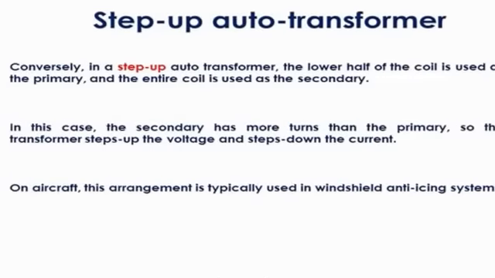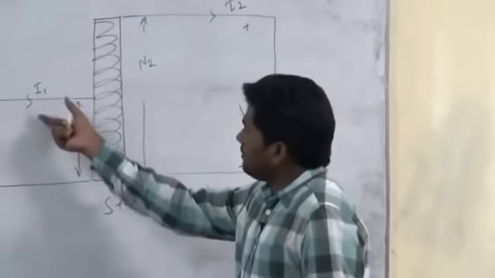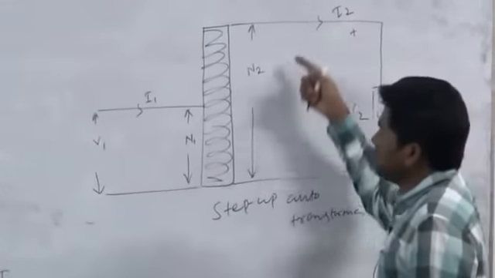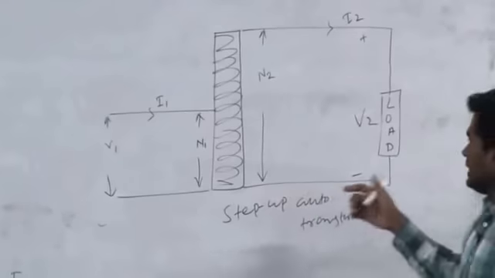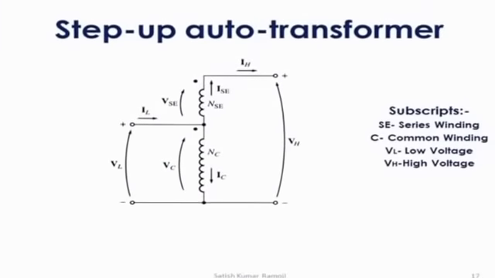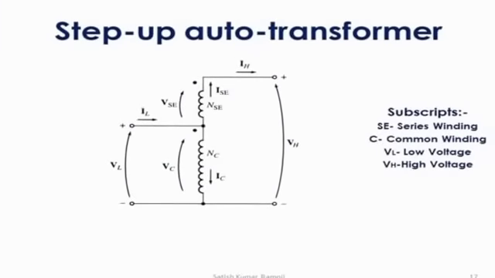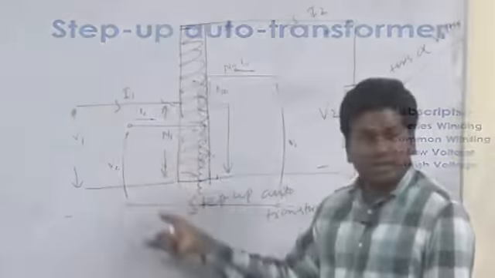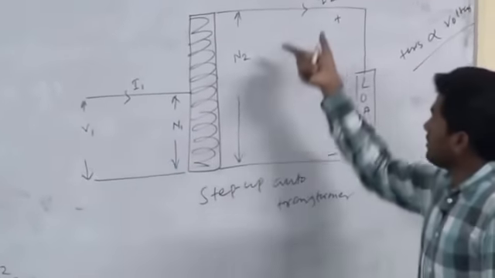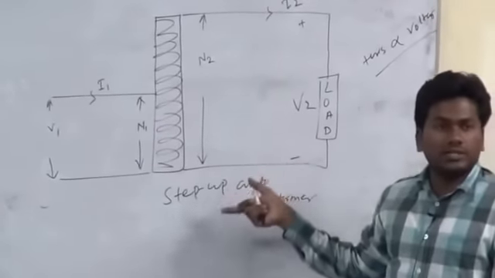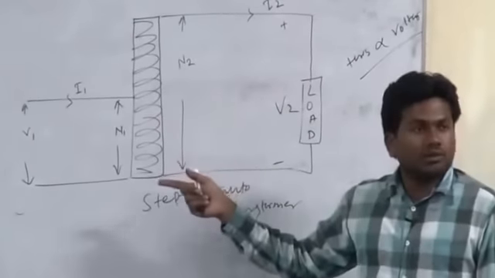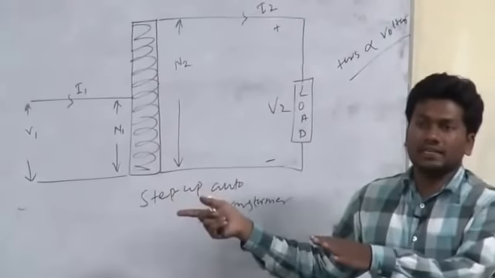Okay, step-up autotransformer means what? Here the primary has fewer turns, whereas the secondary has more turns. As the turns are directly proportional to voltage, if the primary has fewer turns, it has less voltage. We can get a maximized voltage on the secondary. Now this is V2, where we get more voltage than on the primary side.